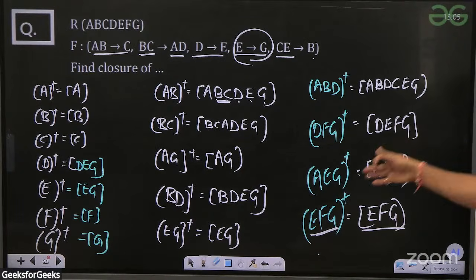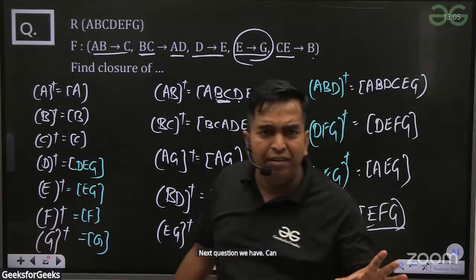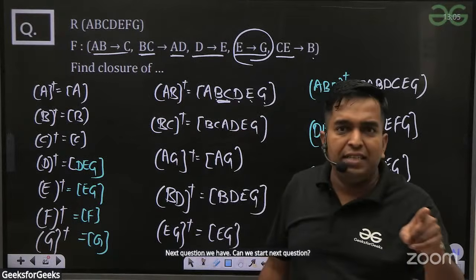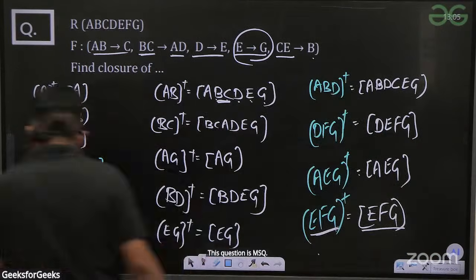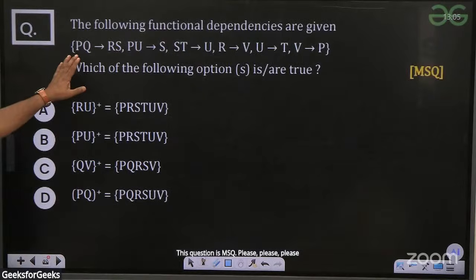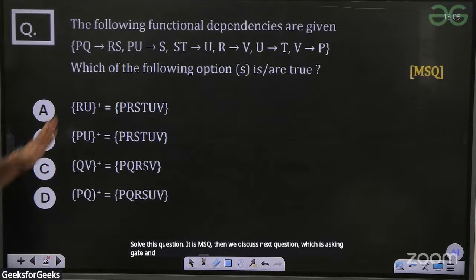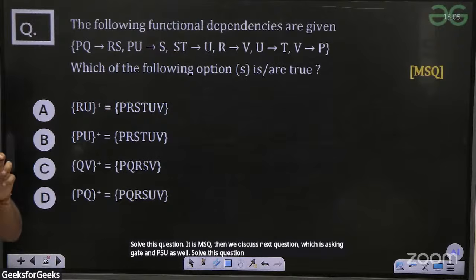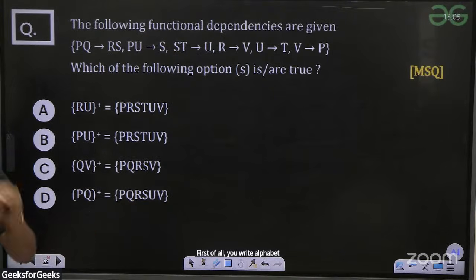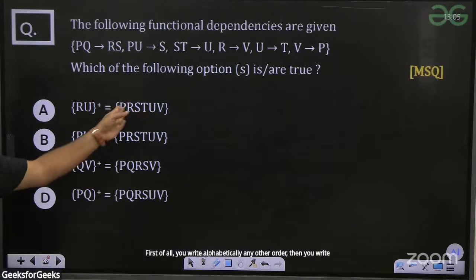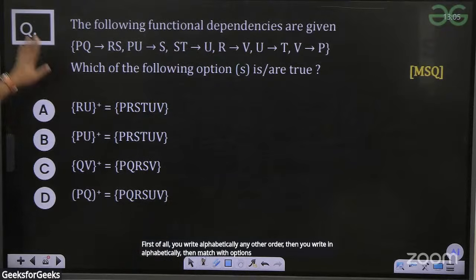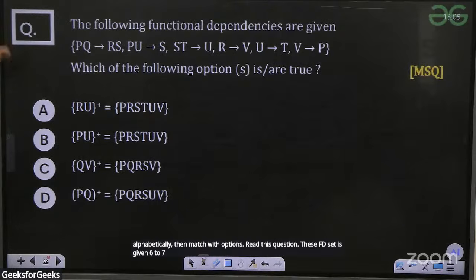Next question we have. Can we start the next question? This question is MSQ. Please solve this question. It is MSQ. Then we discuss the next question, which is asking GATE and PSU as well. Solve this question. First of all, write the closures in alphabetical order, then match with the options. Read this question. This FD set is given, 6 to 7 FDs. Which of the following options is or are true?